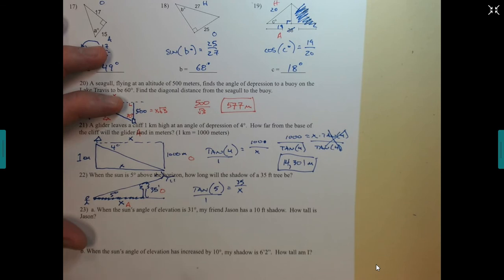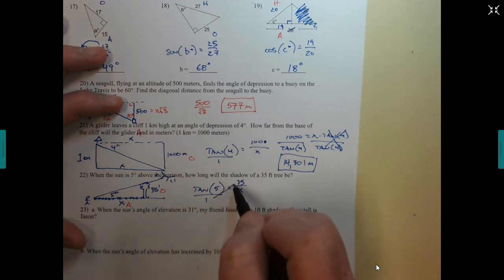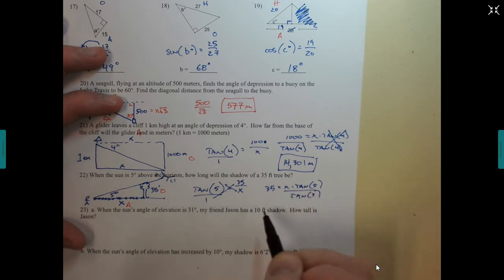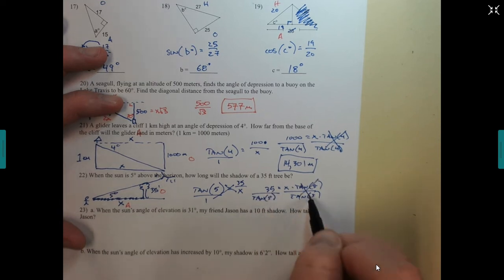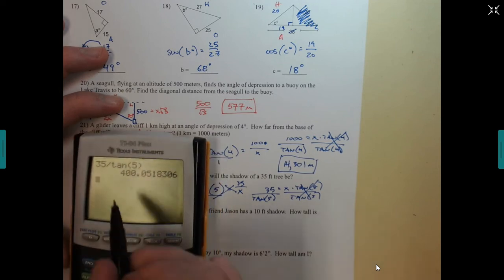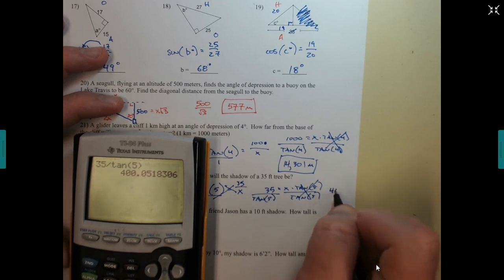That's just my recommendation. 1 times 35 is 35, and that equals x times the tangent of 5. Again, I want x by itself. Move that tangent to the other side if I have to. If I've got x by itself, it's calculator party time. And it doesn't tell me what to round to, so I'm going to go just right about 400 feet.